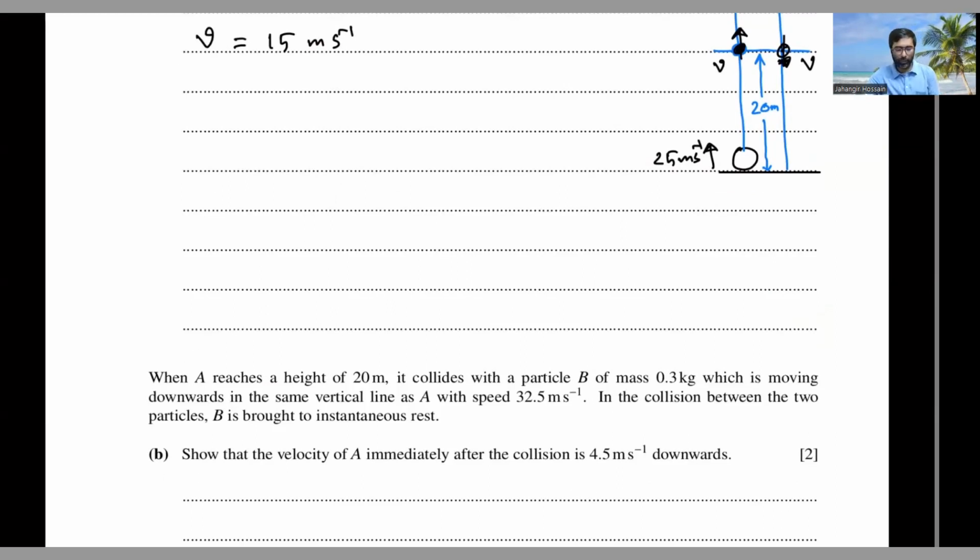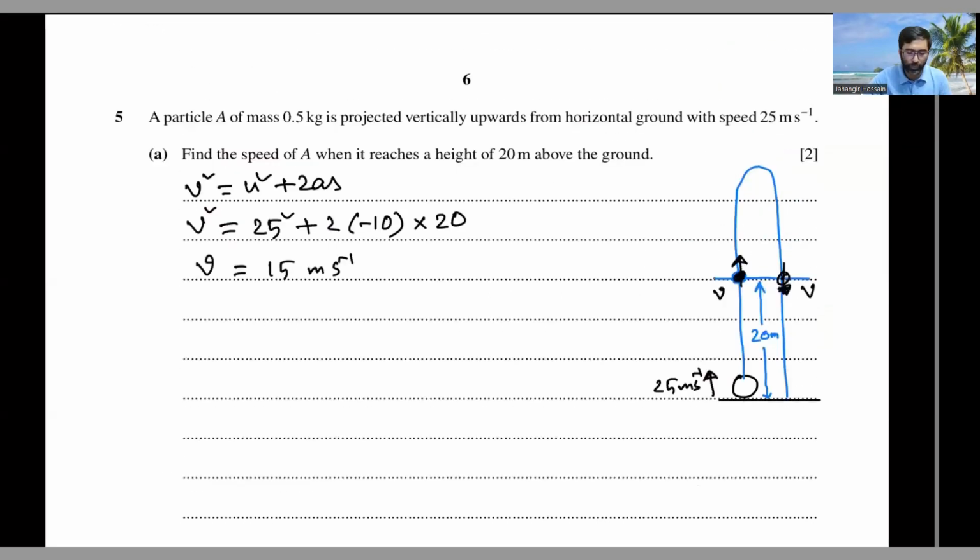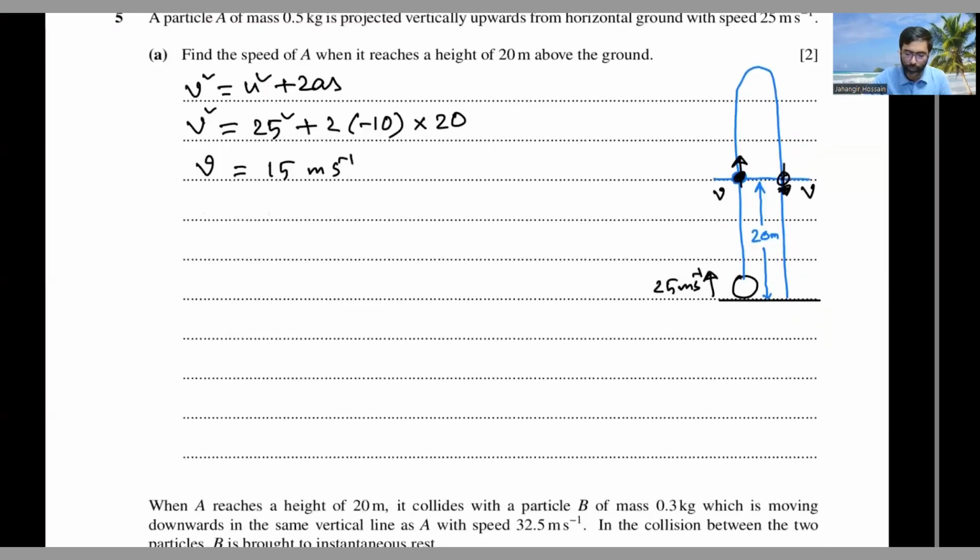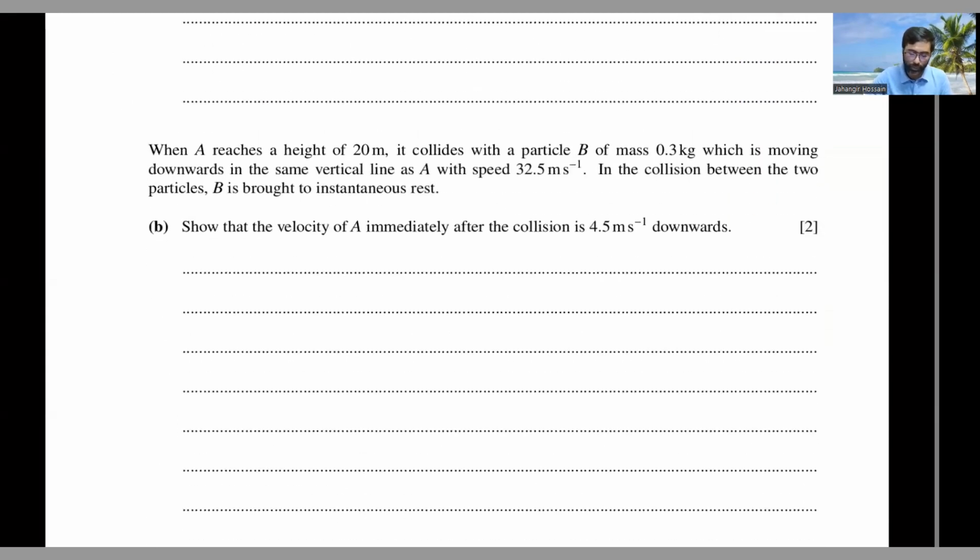The collision between the two particles: B is brought to instantaneous rest. So B is brought to rest. A was obviously moving vertically from the ground. You have to show that the velocity of A immediately after the collision is 4.5 meters per second downward. Okay, so let's see what is happening here.